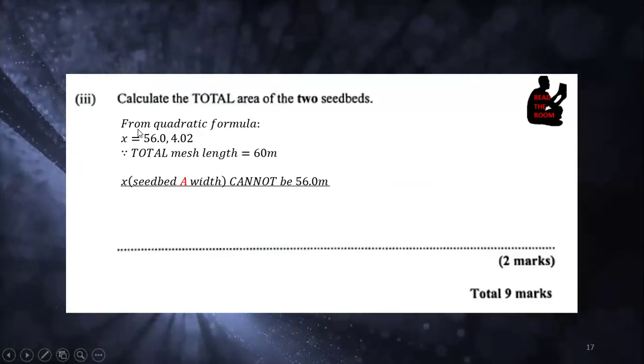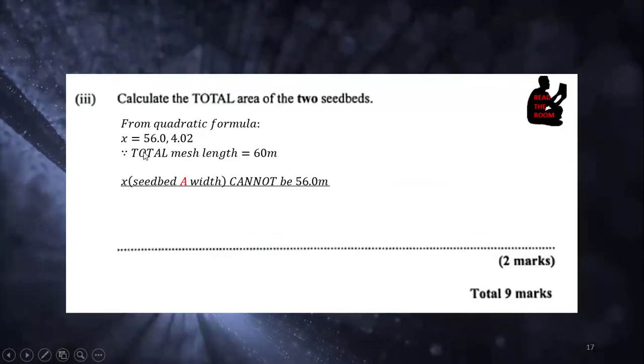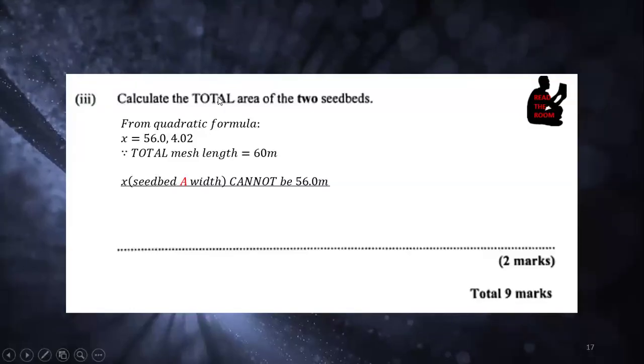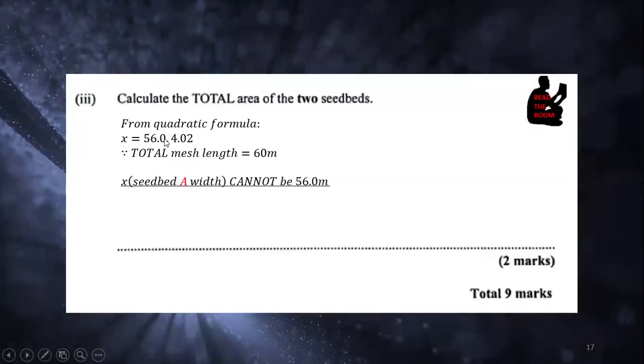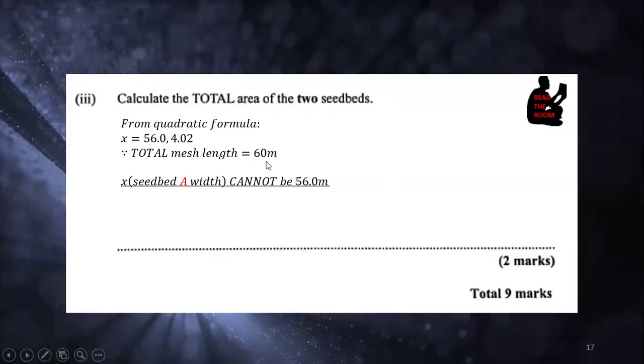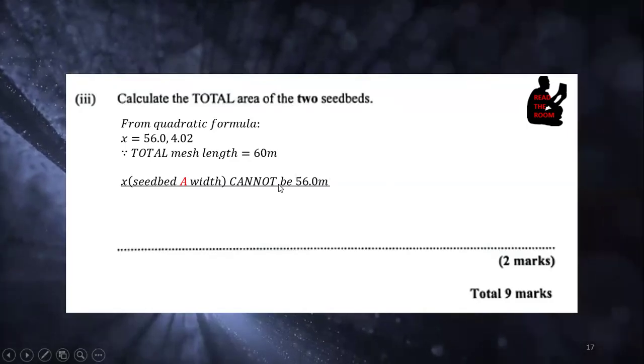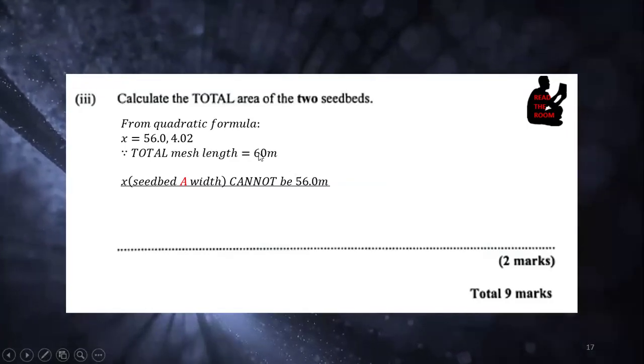So imagine the rectangular seed bed width is close to 60. How much will be the total seed bed length, perimeter, sorry, for the rectangle and the square? It will be in excess of 60. You all can see that, right? Yeah? So we must disregard 56.0. So that tends to happen as well.